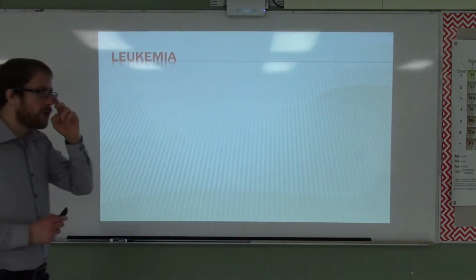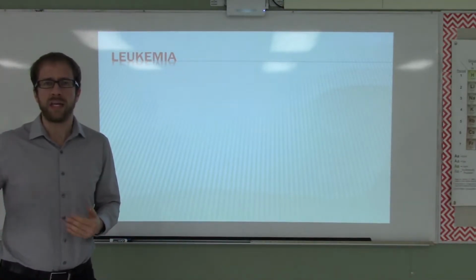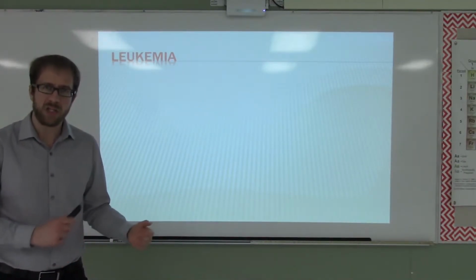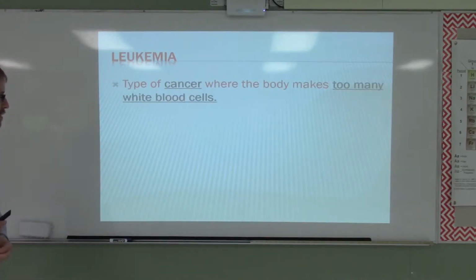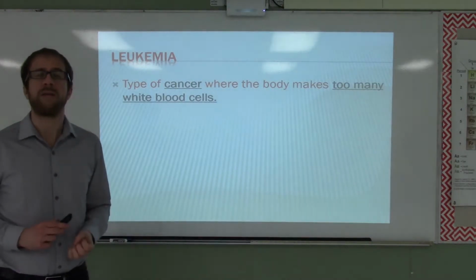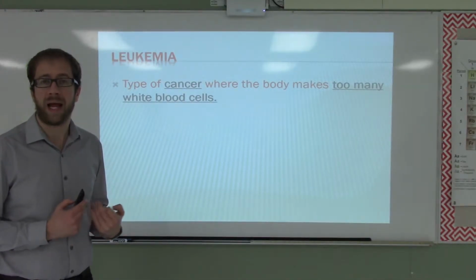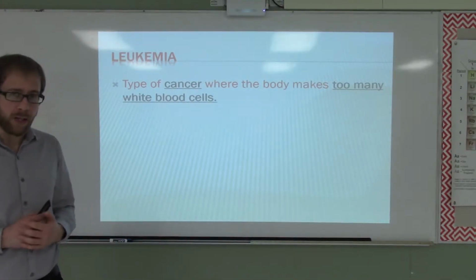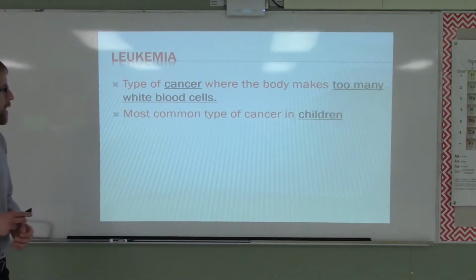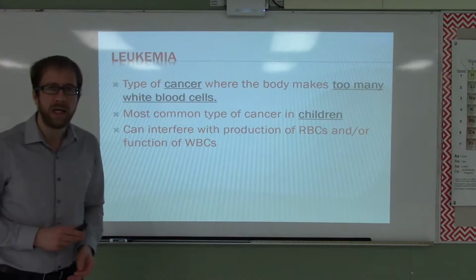Leukemia. We talked about leukocytes, white blood cells. Leukemia is cancer of white blood cells. Now, cancer is uncontrolled cellular division. So clearly, if we were looking at someone's blood that was cancerous, someone that had leukemia, you would find a bunch of white blood cells. Now, this is the most common type of cancer in children.